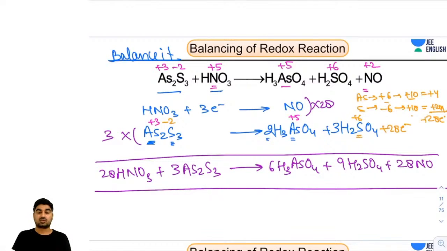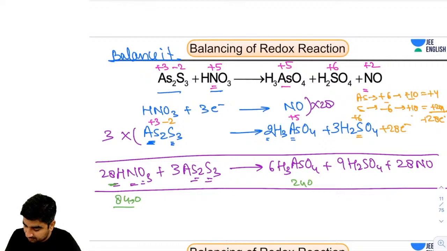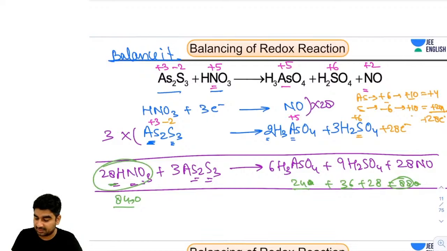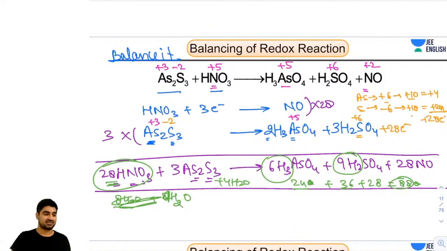I hope now it is done. So you have balanced nitrogen, arsenic, sulfur. Now only H and O are left. So now just check it. Here we have 28 hydrogen and 84 oxygen. Here we have 24 oxygen, 36 plus 28, 88 oxygen. So 4 oxygen are extra, and just count the hydrogen. Here we have 18 and 18, 36, but here we have 28. So just write down 4 H2O on the left side. And now guys, everything is balanced.